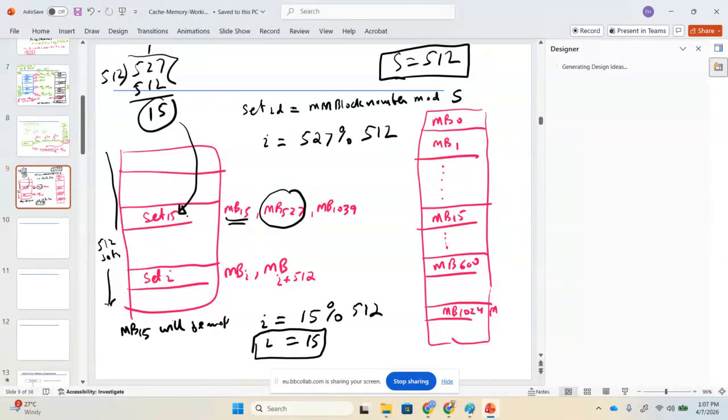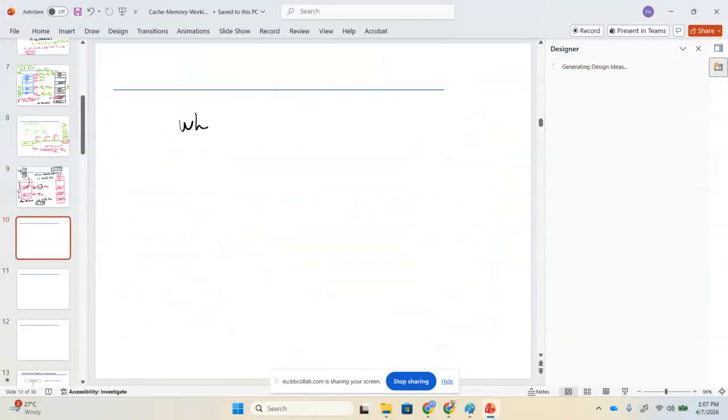Okay, so what about MB600? Can you answer me now? Anyone? 88. 88. Very good, very good. That's the thing. So now the question is where MB600 will be mapped.